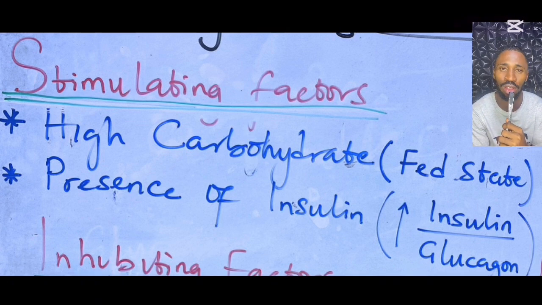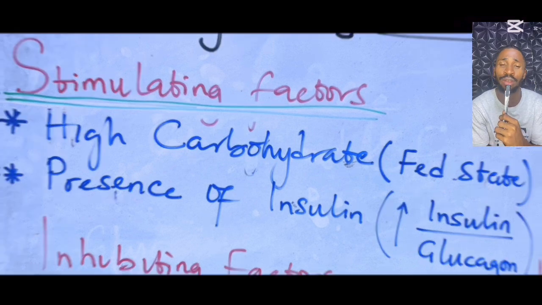What are the factors that stimulate and inhibit lipogenesis or TAG formation? What are the factors that stimulate? The factors that stimulate is a high fat, well-fed state. When you eat a high carbohydrate and lipid rich food, it stimulates lipogenesis or TAG formation. And also an increased insulin to glucagon ratio also stimulates lipogenesis very well.